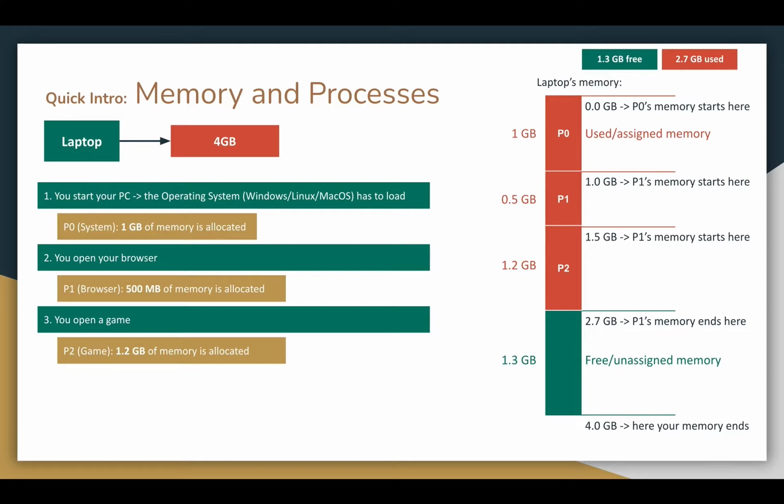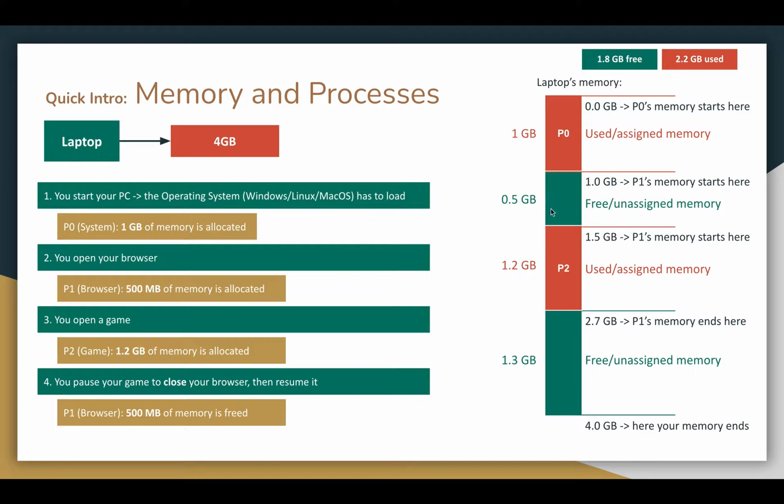Okay, so the process for the browser is closed, as you can see here, and its memory is unassigned. So now this part of memory is free. We have 1 gigabyte occupied, 0.5 free, 1.2 assigned, so used, and another 1.3 free memory.